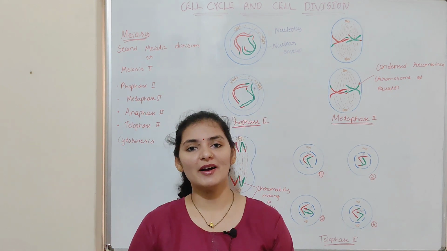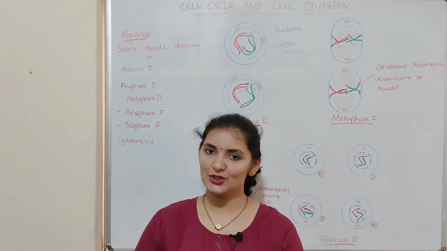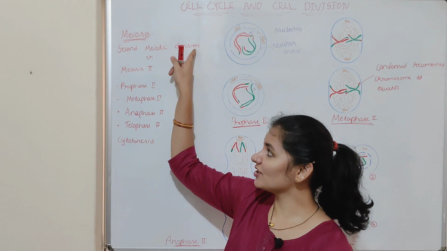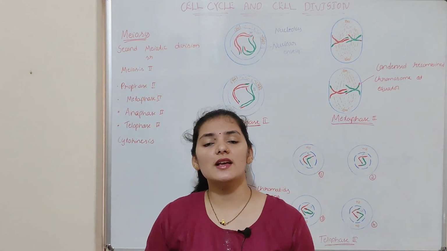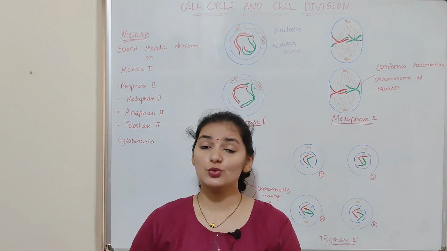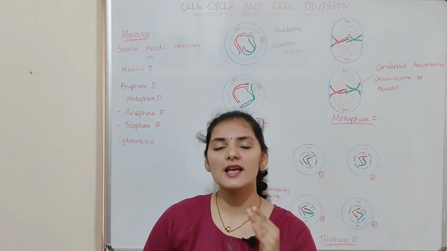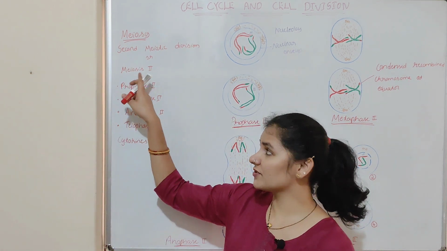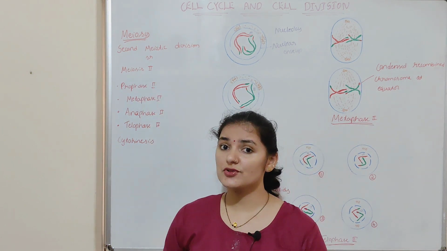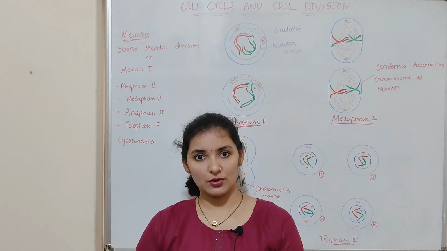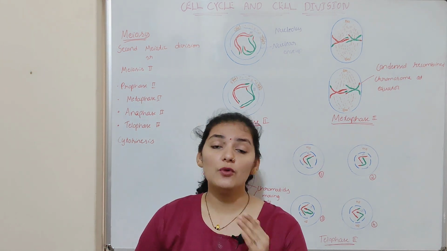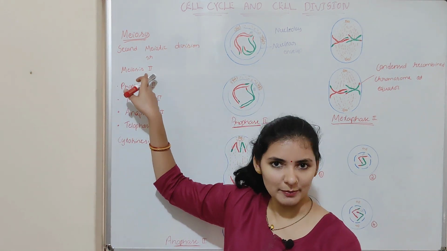As a continuation part of meiosis concept, in this video I'm going to talk about second meiotic division or meiosis II. Meiosis II begins as soon as meiosis I is over, or soon after the completion of telophase and cytokinesis. So there is no process of DNA replication or DNA duplication after the cytokinesis of meiosis I. Soon after cytokinesis, meiosis II begins.